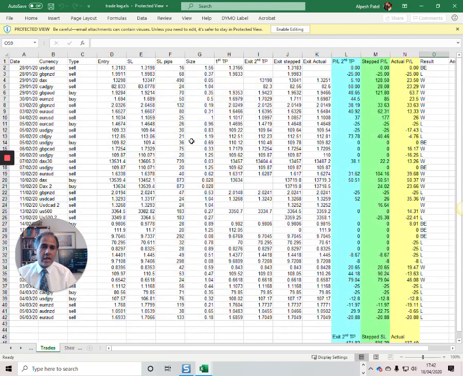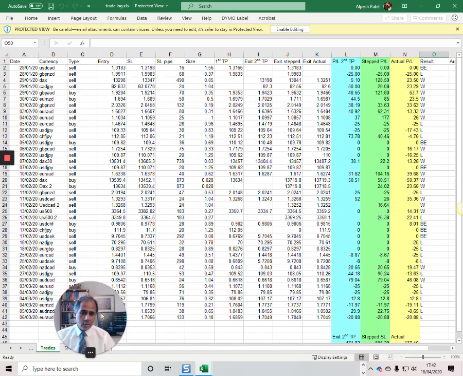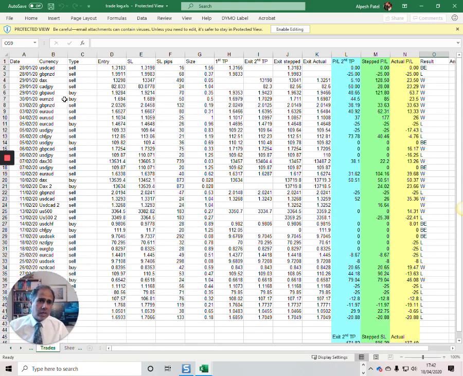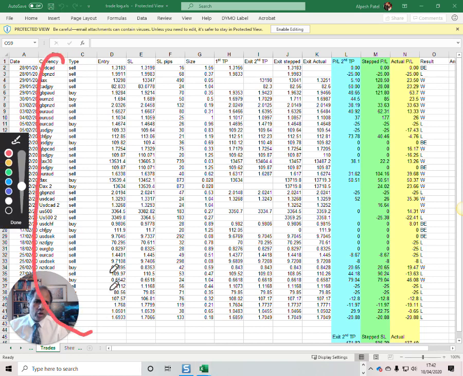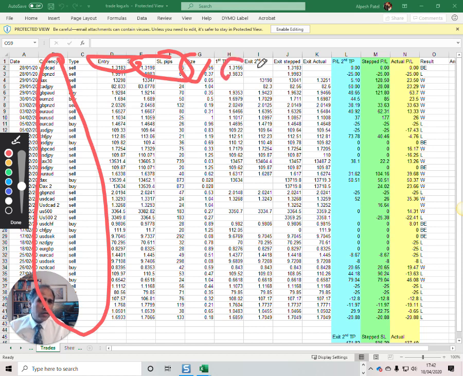Now let's look through your trades, Gavin. What's actually happened? And like I said, because it's anonymized, I want to share this with the other apprentices. So you've got a whole good range there. You've got buys and sells. You've written down the entries, the stop losses, the size of trades, the first take profits, the exits on the second take profits, the exit step, the actual, and your results.